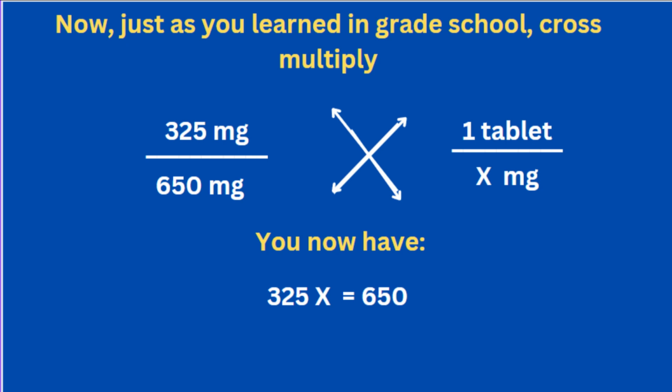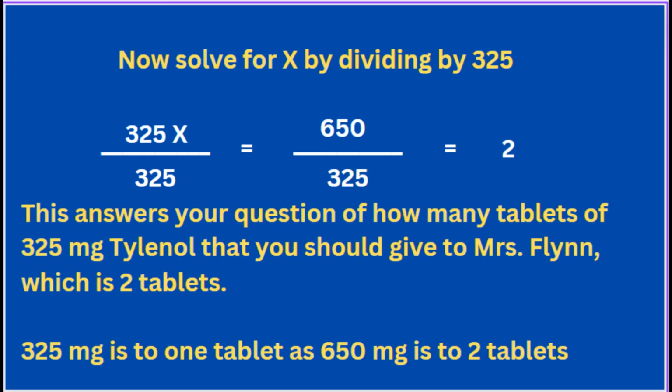So after we've done that, we now have 325x, or 325 milligrams times x, equals 650. So now we want to solve for x. We do that by narrowing 325x down to x. And how do we do that? We divide by 325, because we have 325x. How else can we narrow it down to x? Divide by 325. And hopefully you've seen this in basic algebra in high school at least.